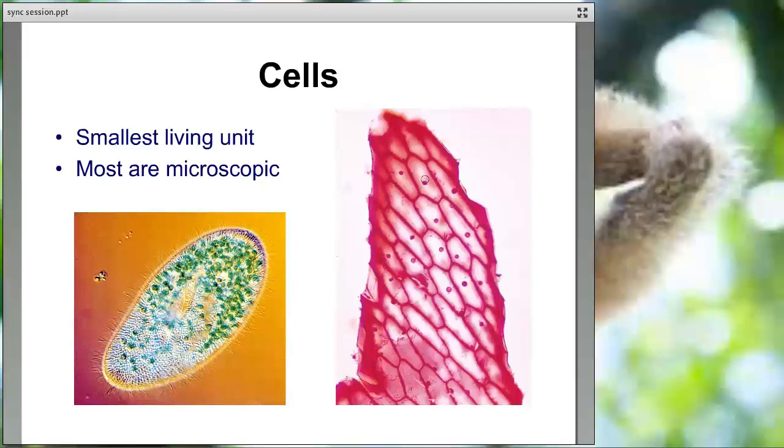Most cells are microscopic. We do have some organisms, like this one right here, where the whole cell is an organism. So some of those we can see with our eye. We can't see them with this much detail, but most of them we need a microscope even to see that they're there.